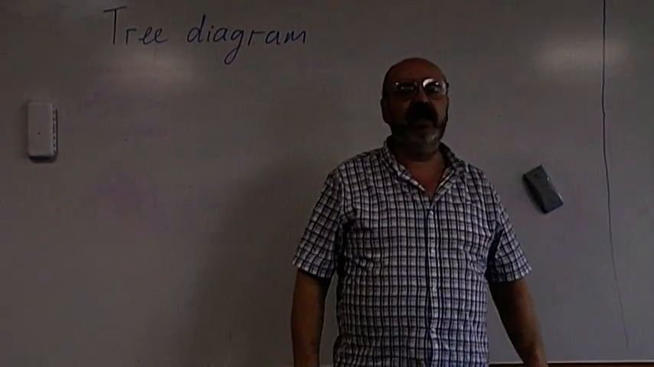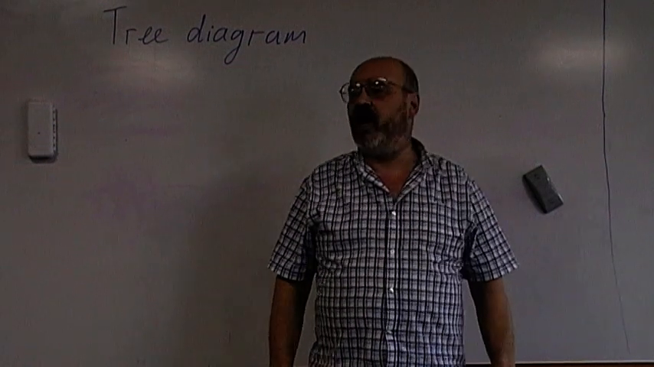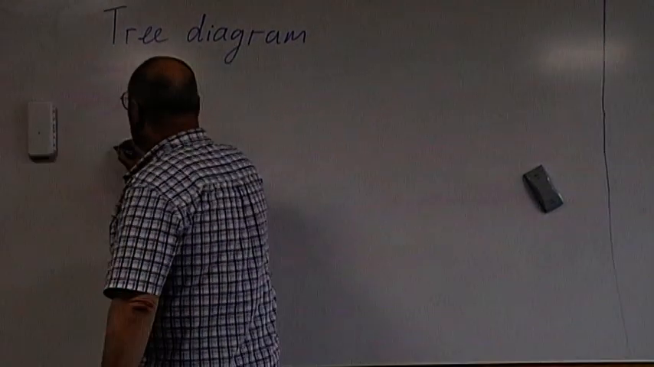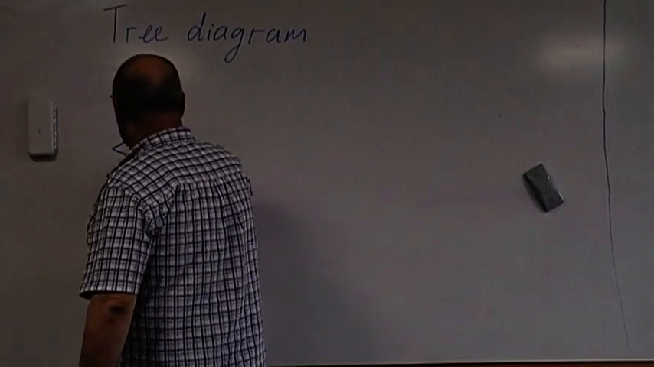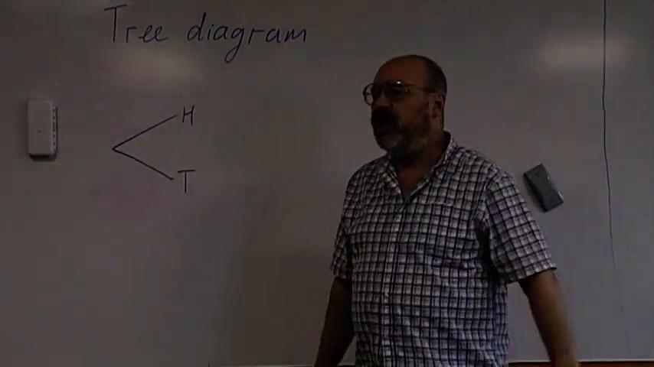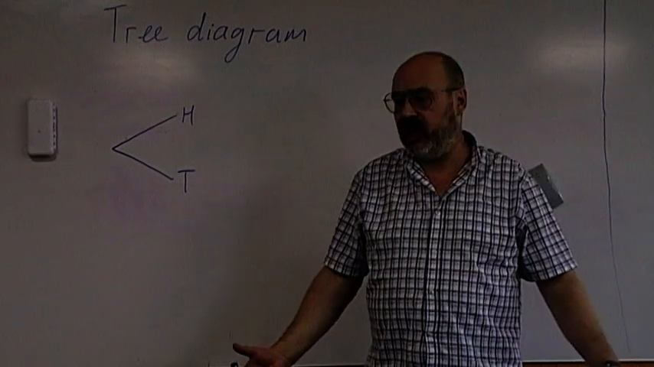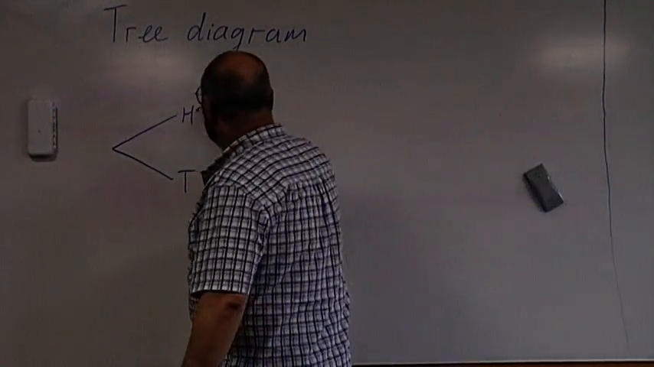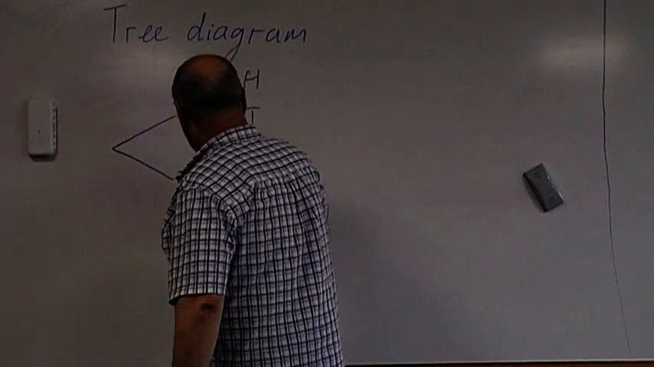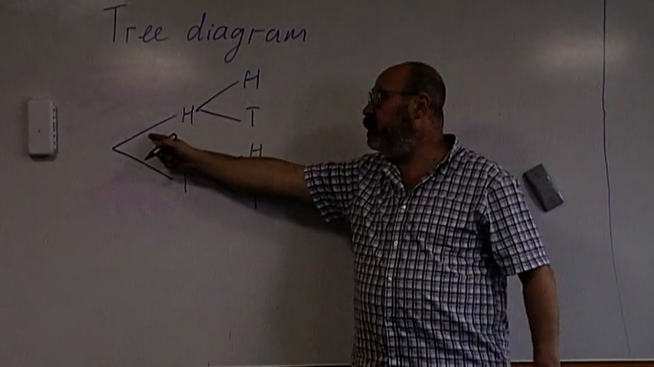For example, if we toss a coin, what outcomes can we get? Heads or tails. So when we toss a coin, we can get head, we can get tail. If we toss a coin a second time, again we can have head, we can have tail. Head, tail, head, tail. What will be the total outcome in this case?